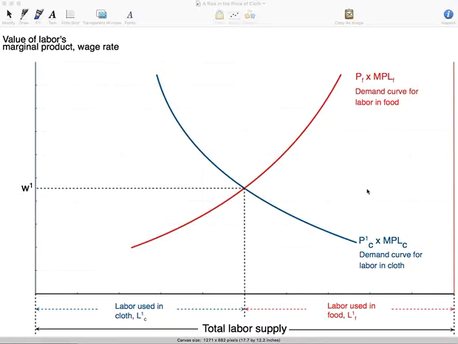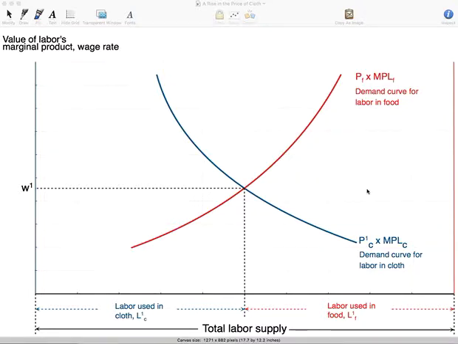And in this particular video lecture, I'm going to be taking a look at what happens if the price of the output in one sector increases while the price in the other sector remains the same. What is going to be the impact on wages and the allocation of labor between those two sectors?